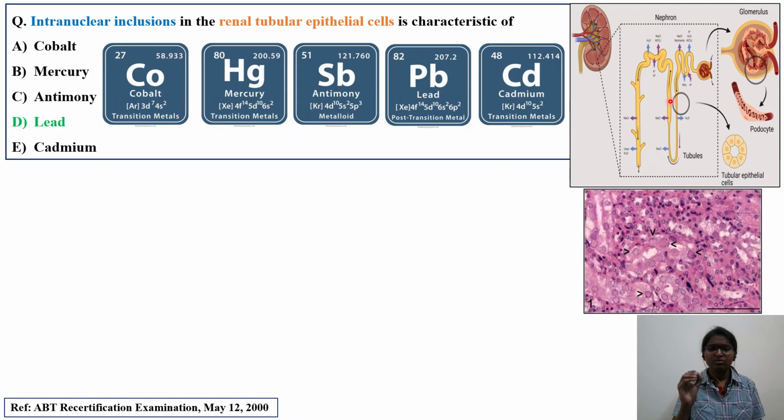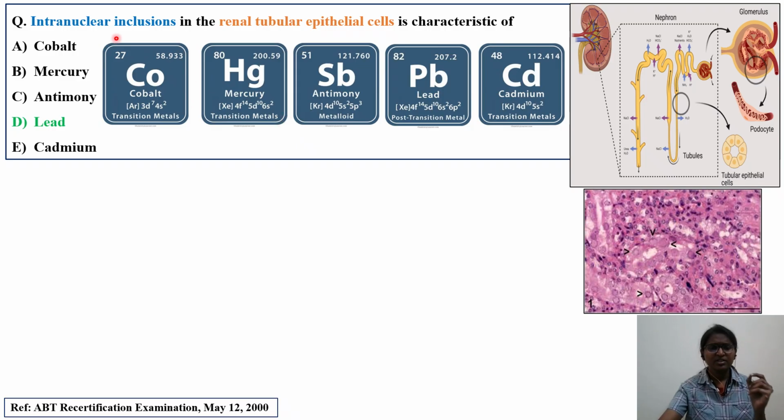Actually the major route of excretion for lead is urine. In that also you have seen that the PCT is where inclusion bodies are there. In the previous video, if you see, some part of the lead is also tubularly reabsorbed. So let's see what the question and the options are.